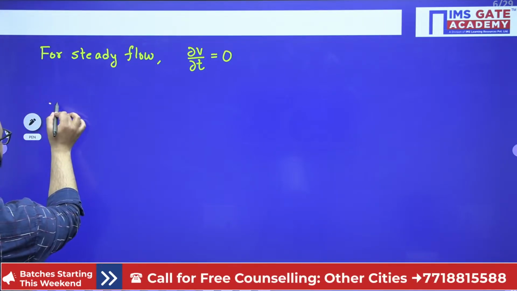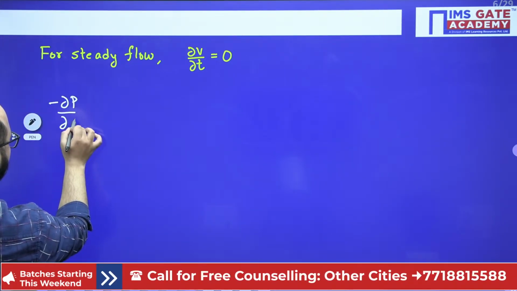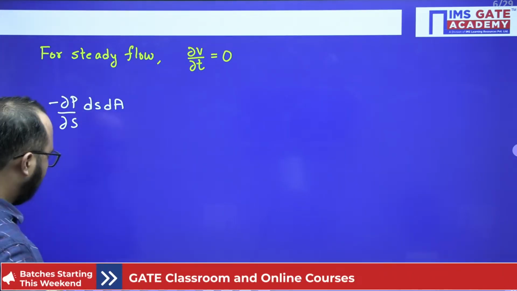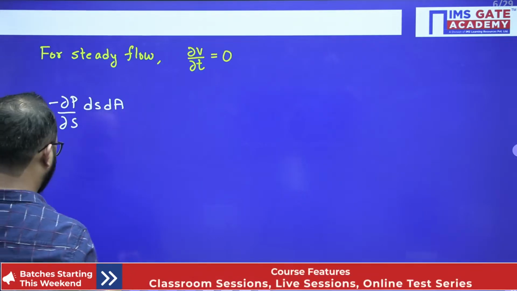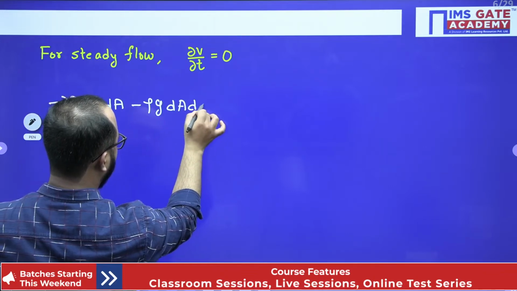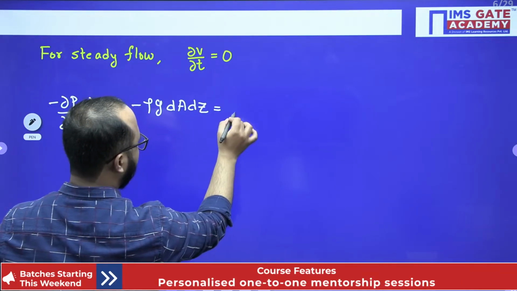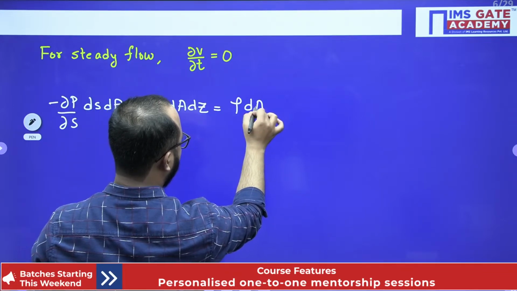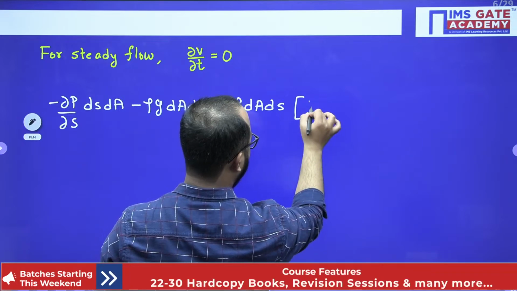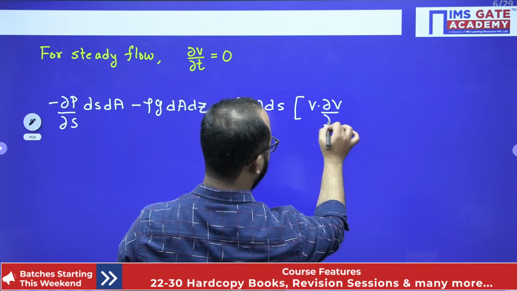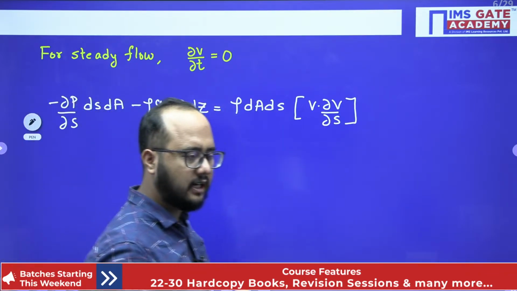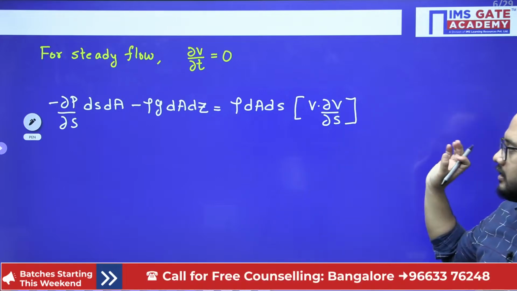So minus ∂p/∂s ds dA minus rho g dA dz equals rho dA ds v ∂v/∂s. Till here everything is clear? Tell me everyone. Any doubts regarding whatever we have assumed and how we have come to this step?